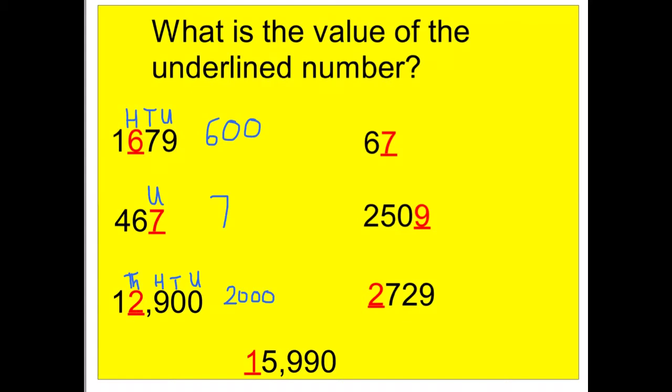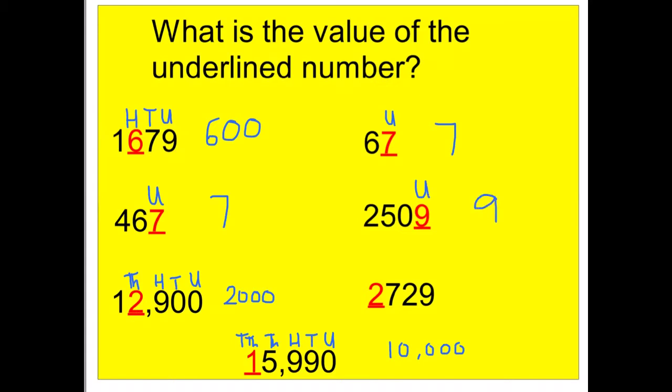Go to the very bottom number, we've got 15,990. Again, extreme right is units, tens, hundreds, thousands, tens of thousands. So that is 1/10,000. My 67, my 7 is units. 2,509, my 9 again is units, it's on the extreme right.